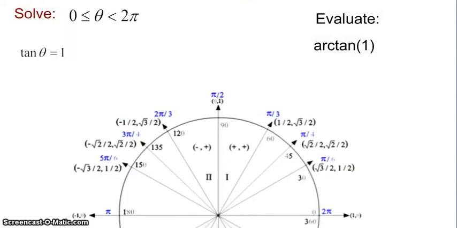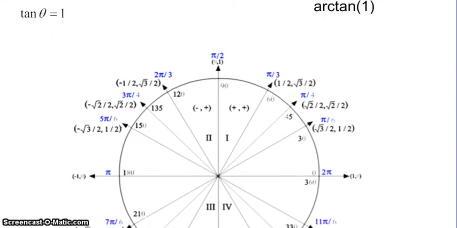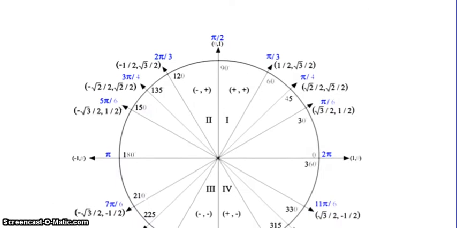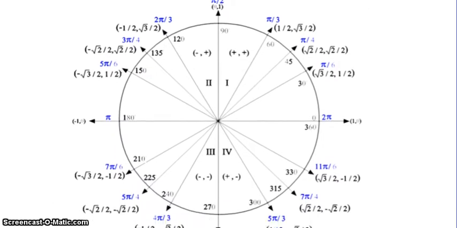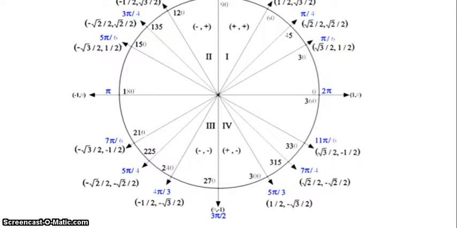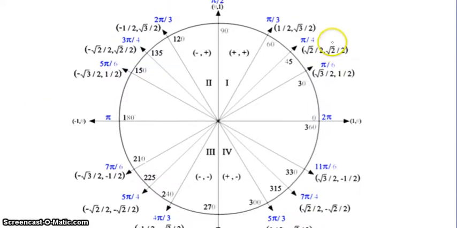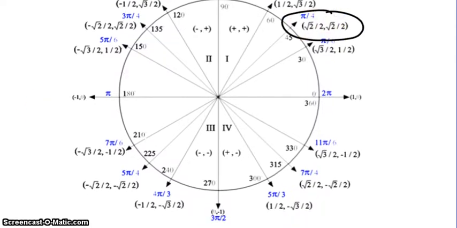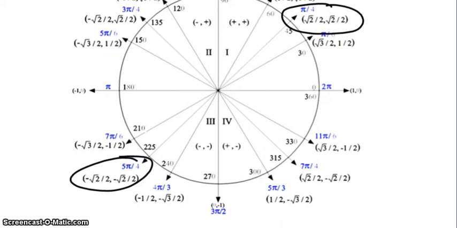So let's try some examples. Over here on the left, we want to solve between 0 and 2 pi: the tan of theta equals 1. So in other words, what angle, when we take tangent of it, gives us a value of 1? If we look at our unit circle here, we're going to see that we have our first value of pi/4, and then also 5 pi/4.